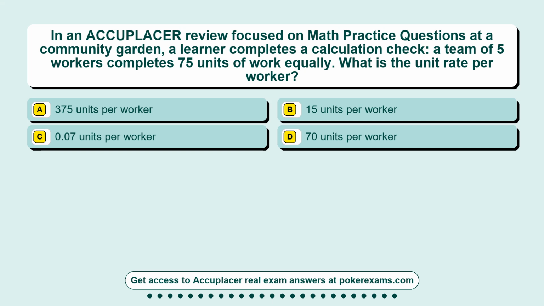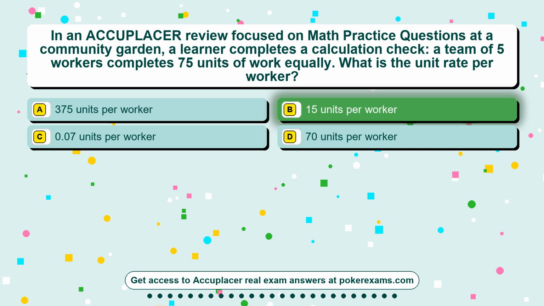Question 4. In an Accuplacer review focused on math practice questions at a community garden, a learner completes a calculation check. A team of 5 workers completes 75 units of work equally. What is the unit rate per worker? Option A, 375 units per worker. Option B, 15 units per worker. Option C, 0.07 units per worker. Option D, 70 units per worker. The correct answer is option B, 15 units per worker.